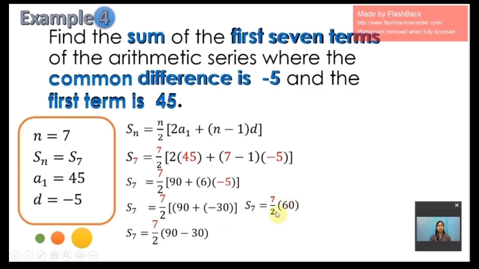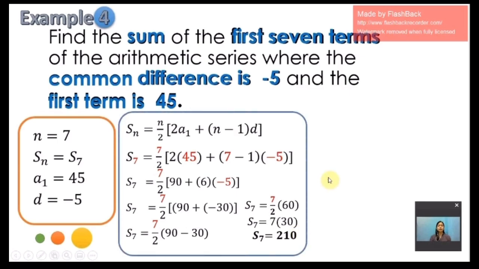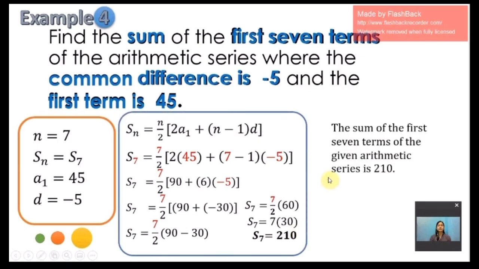Since 90 minus 30 is 60, we can just cancel. So we'll have 7 times 30. The answer is 210. Therefore, the sum of the first 7 terms of the given arithmetic series is 210. So did you get the same answer? Okay, good.